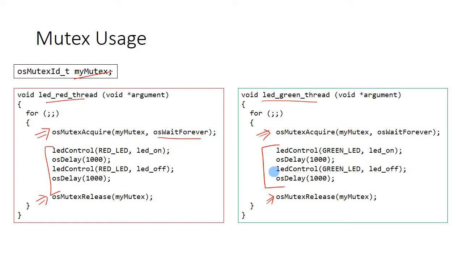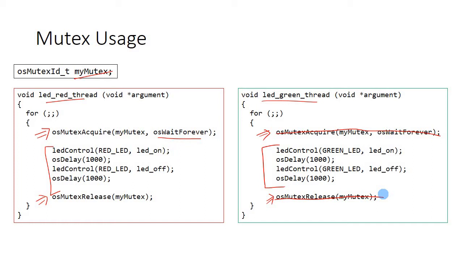Okay, but what if, the scenario that I'm going to give you is, what if the LED red thread follows the protocol of access, which is I lock, access, and then I release, but the LED green thread does not follow this protocol. In fact, it does not even bother with calling OS mutex acquire and OS mutex release. So let's assume that LED green thread is written this way.